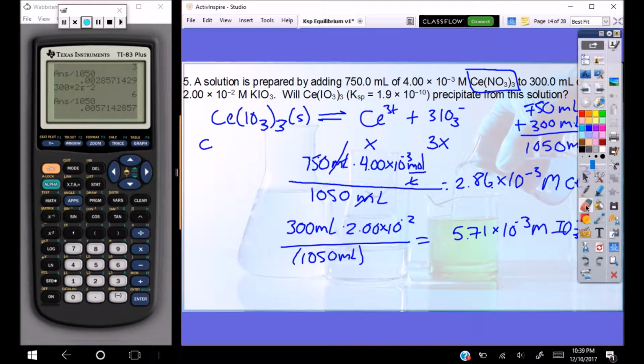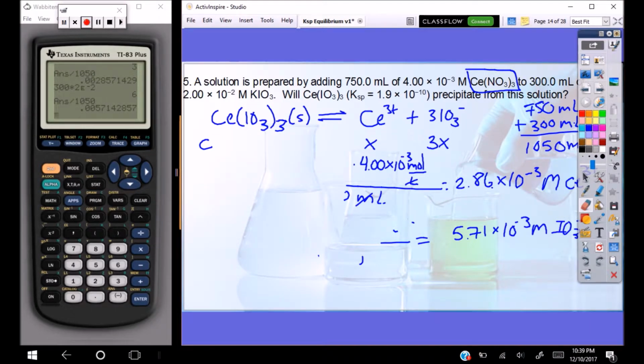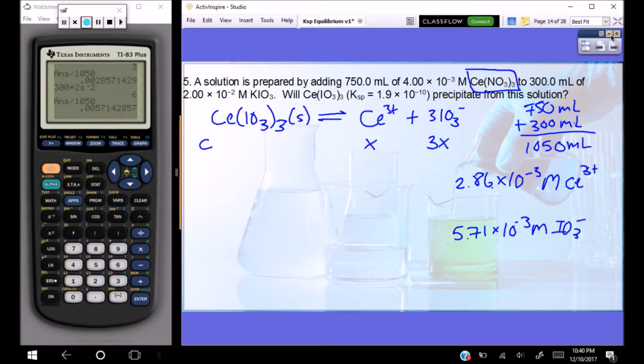All right, so I'm actually going to take these numbers. I'm going to clear some space for myself here. I'm going to take these numbers and plug them into my QSP expression. Now, the QSP expression is the exact same thing as the KSP expression. It's just when we're not at equilibrium. So let's take a look. We've got QSP. You would set it up the same way as KSP. We've got my cerium concentration, and you've got your iodate concentration cubed, based on the balanced equation.